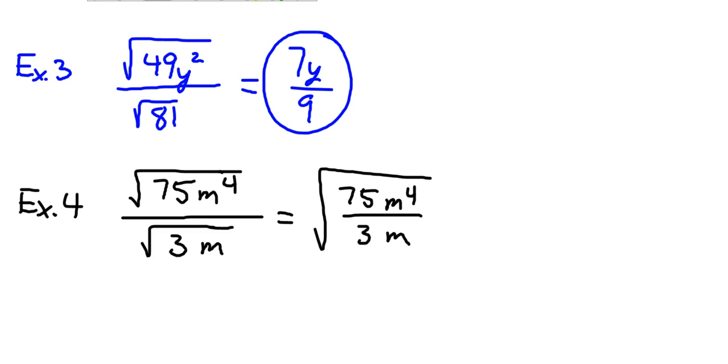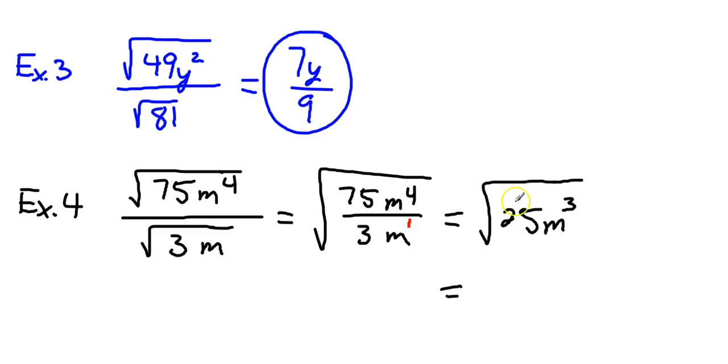And for that m that's on the bottom, just think about that as being to the first power. 75 divided by 3 would be 25. And when you subtract your powers here, that would be m to the third. So square root of 25 would be 5. If you have 3 m's, you can circle 2, take one of the m's out, and leave one of the m's on the inside.